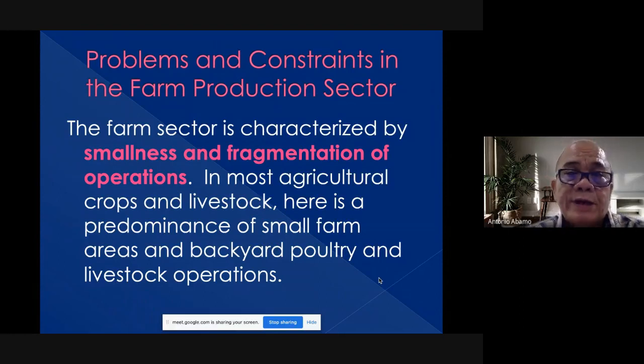Now, it's easier said than done, actually, because the agricultural or agribusiness production subsystem is also challenged by a lot of problems. One is smallness and fragmentation of operation. Kung may gagmay ra kaayo nga operation, now, in terms of economies of scale, talo na sa dako kaayo nga farm. No?